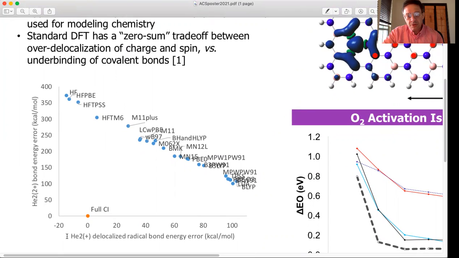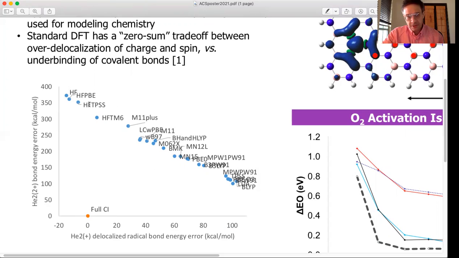So here's the error in helium dimer cation bond energy when it's stretched to a very long bond length. And then here's the corresponding error in helium dimer dication, which is like a singlet bond, stretched to a long bond length. We're not doing any symmetry breaking tricks. This is sort of an artificial example, but it shows something that is not artificial and shows up in a lot of real chemistry. So you can see these are errors. We want to get down to here, error is zero.